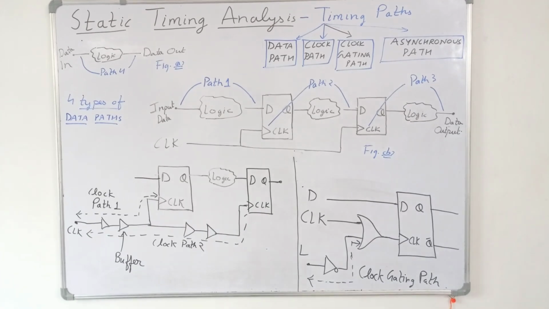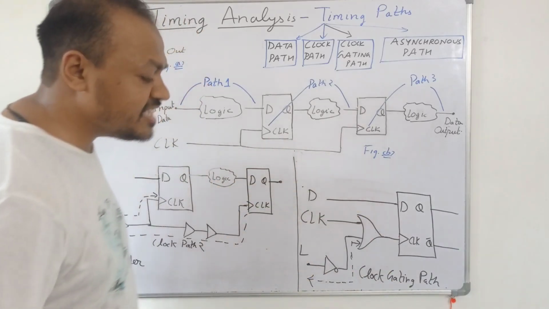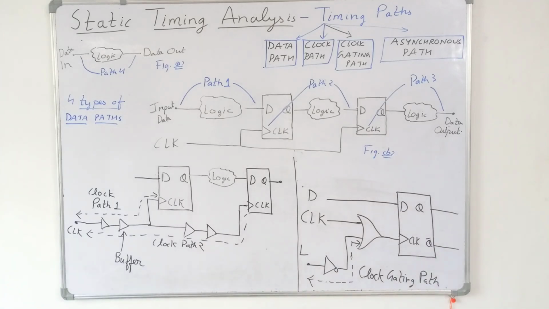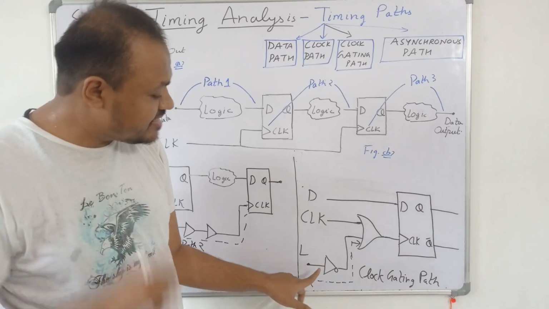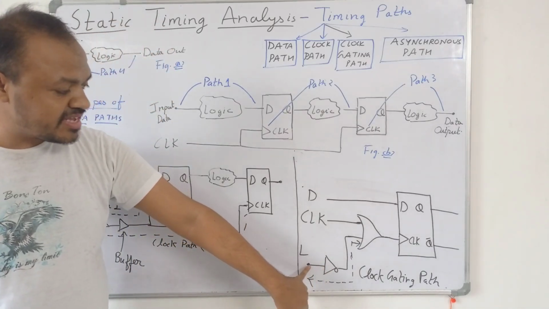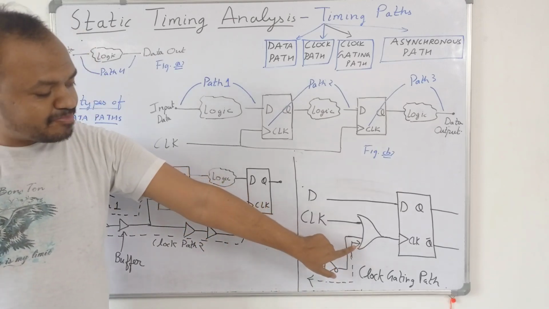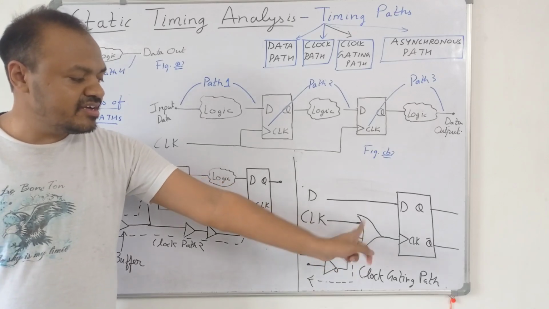Now the next type of path is the clock gating path. So here we are providing the clock through this logic gate. In the clock gating path, the start point is the clock input port and the end point is the input pin of the clock gating element. So here you can see again the start point is the input port. Here we have this NOT gate. This is the starting point and the ending point is the input pin of the clock gating element.